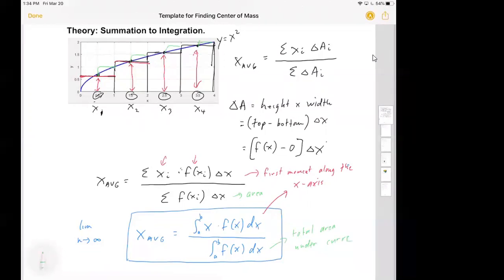So if we take the first moment along the x-axis and we divide it by the area under the curve, we will in fact get the average x value. And if we were considering this as an object that has some mass to it, the average x would be the same as saying that we are looking at the center of mass.